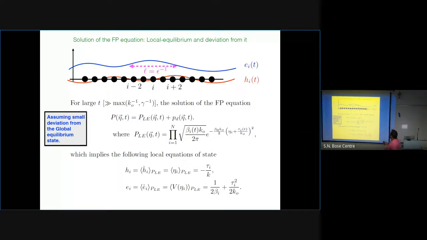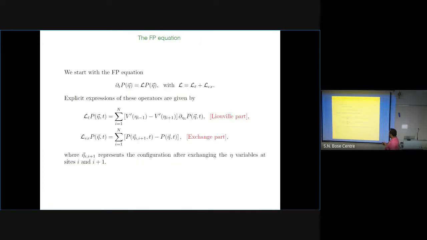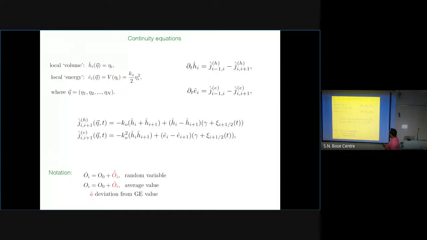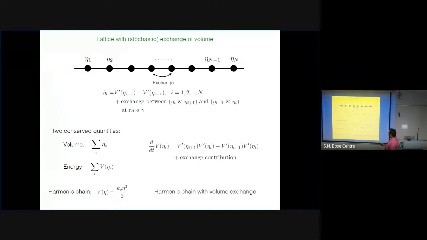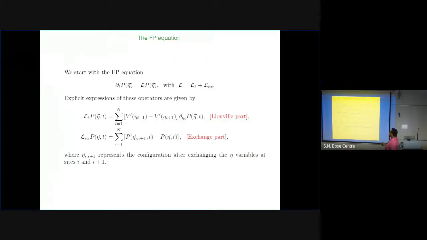So you have this. Now we are considering evolution at a time scale which is much larger than the microscopic time scale, which is governed by the K naught. You remember what K naught was? K naught was the strength of the harmonic coupling, which you can think of as K naught eta I plus 1 minus K naught eta I minus 1. So that's K naught.